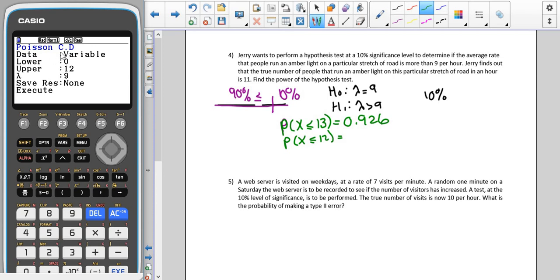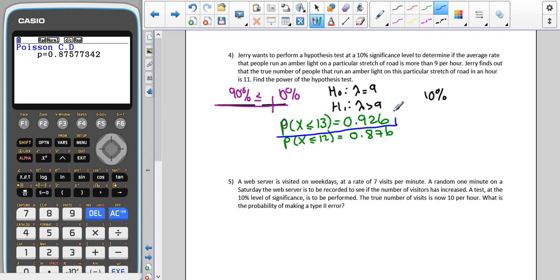Remember, if you've got the old version of the calculator, the 13 and now the 12 is just going to be your x. And that gives me 0.876 to 3 significant figures, which means that x less than or equal to 13 is what we call our accept H0 region.